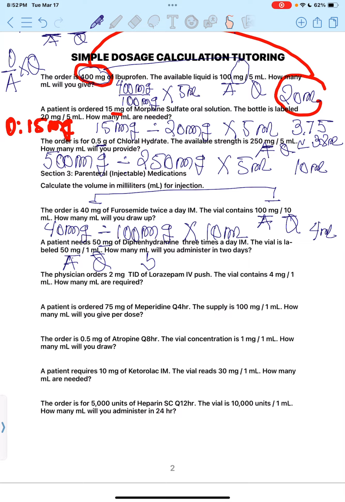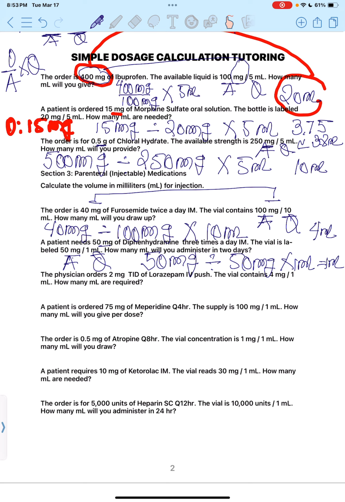So I'm going to do 50 milligram. That is what the doctor prescribed. I'm going to divide that by my available, which is 50 milligram. Then I'm going to multiply by quantity, 1 milliliter. So here, you will give 1 milliliter.